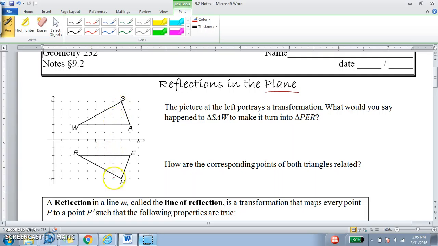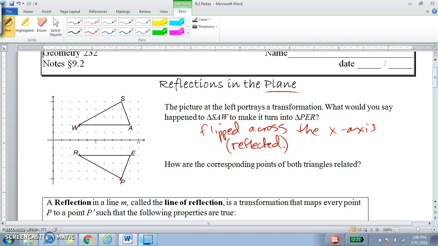Well, if we look at it, this is kind of symmetric. So S is in the same position as P, A is in the same position as E, W is in the same position as R. Everything is just flipped across the x-axis. Okay, so the x-axis is right in the middle of these two shapes. It's flipped across the x-axis, or we say that it's reflected across the x-axis. That would be the technical term for it that we would use.